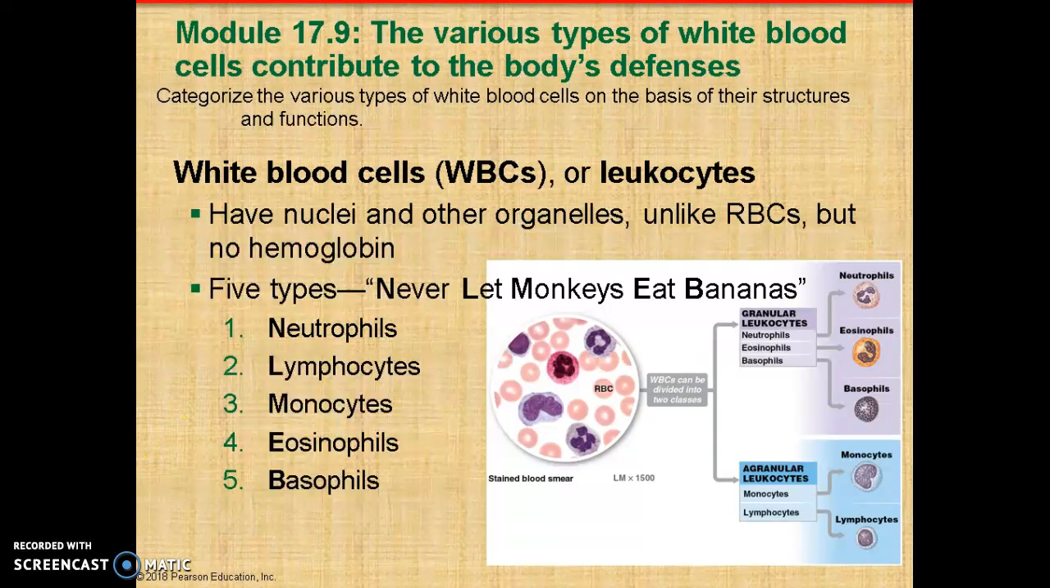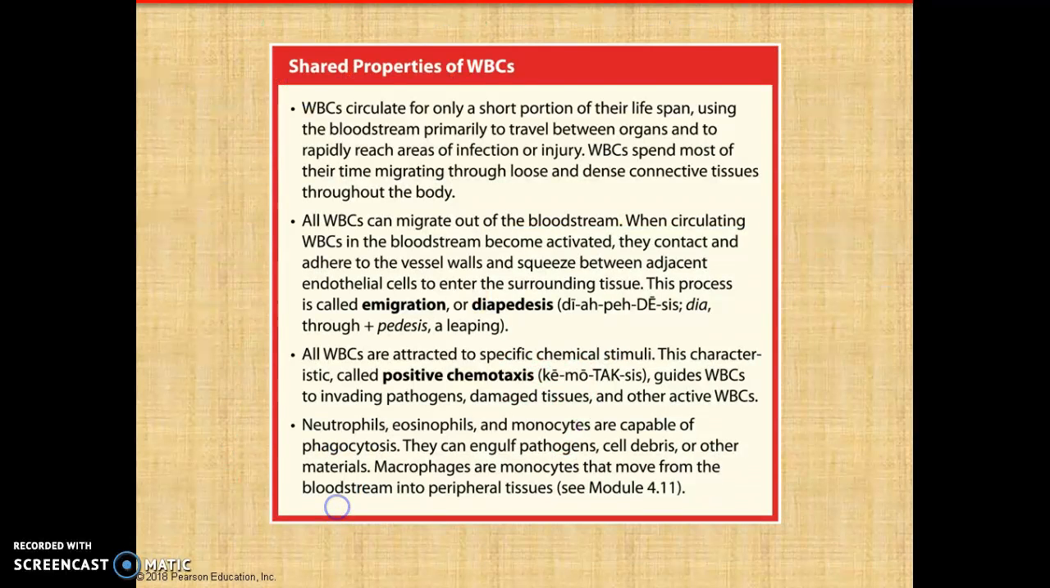So we want to look at the different types of white blood cells. These are leukocytes. There are 5 types. Never let monkeys eat bananas: neutrophils, lymphocytes, monocytes, eosinophils, and basophils. These are complete cells. They have nuclei and other organelles, but they have no hemoglobin. They do not function to carry oxygen.